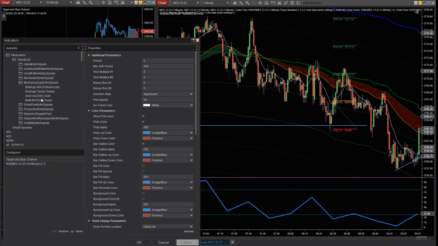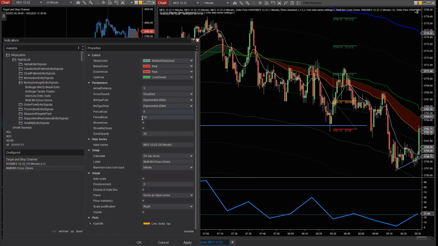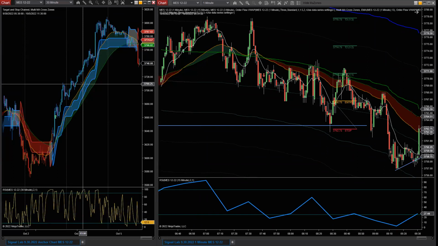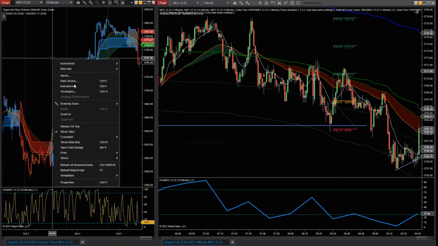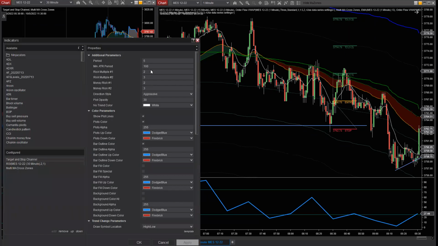Moving average here. And I'll make this a 21 and a 50. Okay, so you can see how that lines up with this target and stop channel grid. And then if you throw an 8 on here, it's a little bit tighter. It kind of hugs that price action. These are my favorite moving averages, that 8, 21, and 50 for this larger time frame.